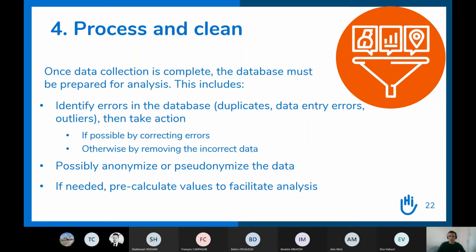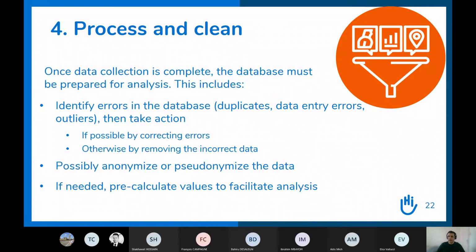But this has to be done only if you know that there are errors. You cannot just remove data because it's not giving the value that you hope you would have. But really, if you're sure that it's a mistake, then it's better to remove it.